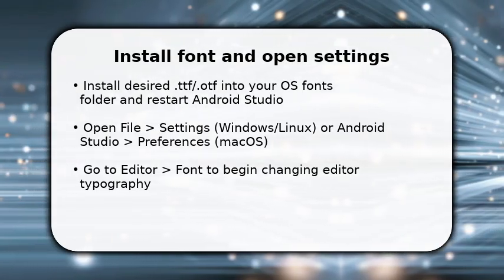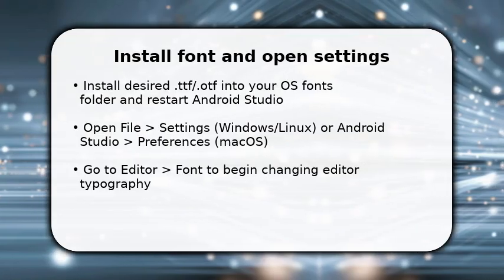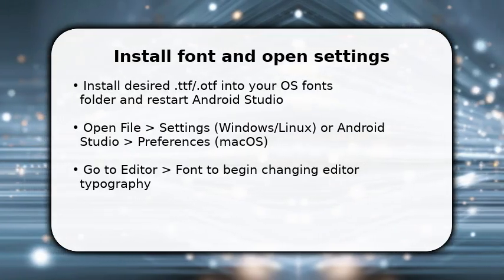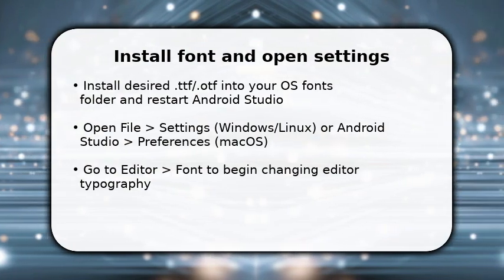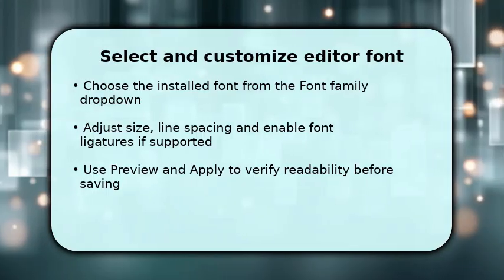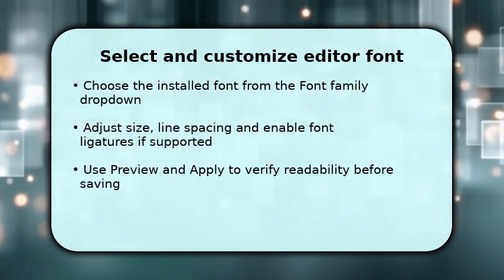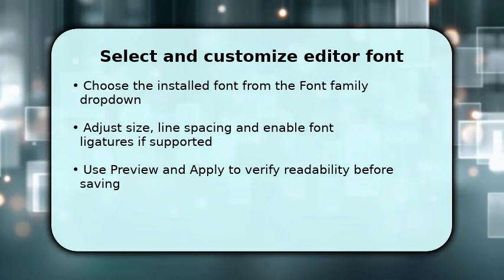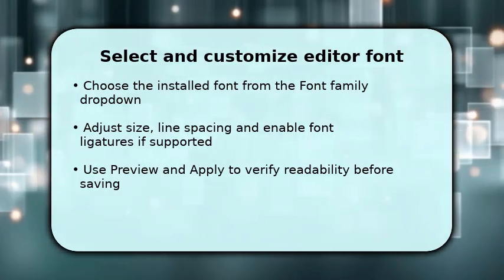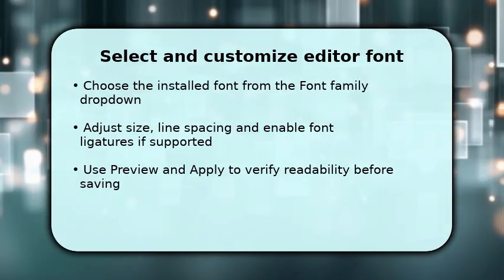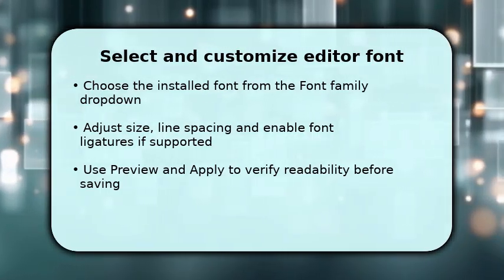Make sure Android Studio has been restarted after font installation so the new family appears in the font dropdown. Now select the installed font family from the dropdown and change the size and line spacing to match your preference. This affects readability and vertical rhythm while coding. Enable ligatures if you prefer combined symbols. This changes how sequences like equals or equals equals equals render.